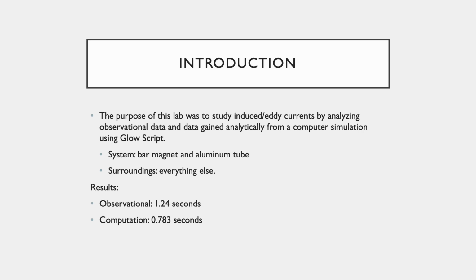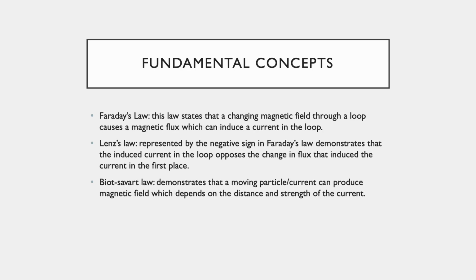From our results, we found that in the observational data, it took an average of 1.24 seconds for the strong bar magnet to fall through the aluminum tube. In our computational model, it took an average of 0.783 seconds for the bar magnet to move through the aluminum tube. Here are the fundamental concepts for this lab.